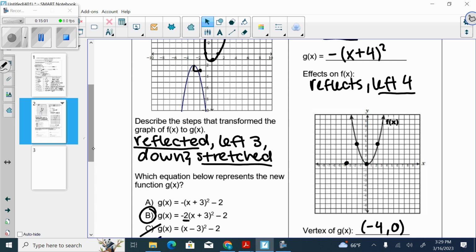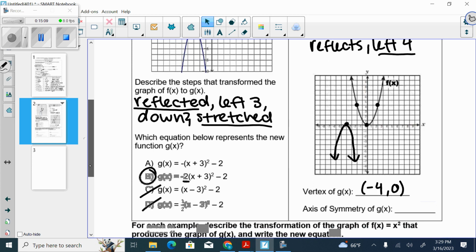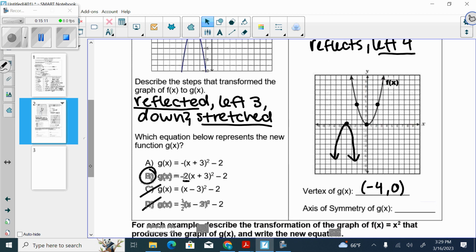Okay, so we did say it's going to flip it upside down, so it's going to look something like this now. The next thing they ask for is the axis of symmetry. That's where I can fold that picture right in half. So that would be like this. So what value am I folding it in half at? What number is that? -4. So I'll say my axis of symmetry is x equals -4.